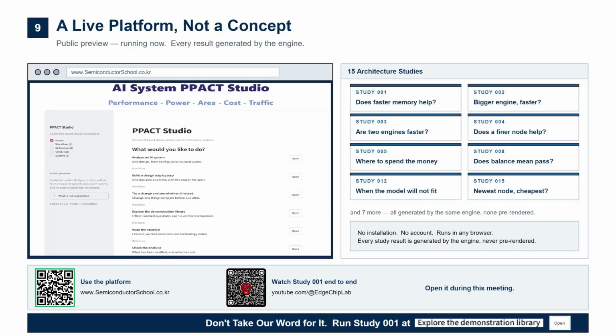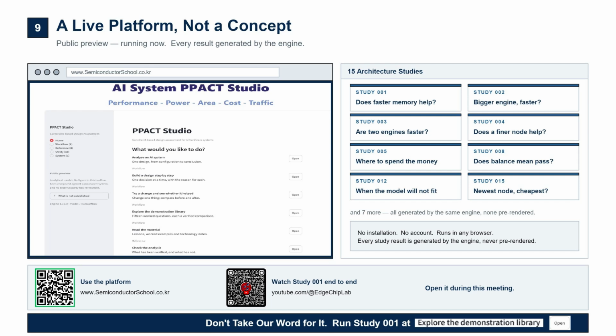PPACT Studio is already running as a public preview. There is no installation and no account requirement. The studies run directly in a browser. The current library contains 15 architecture studies. They examine practical questions such as whether faster memory improves the system, whether a larger engine always runs faster, whether 2 engines are better than 1, and whether moving to a finer process node actually improves the overall design.